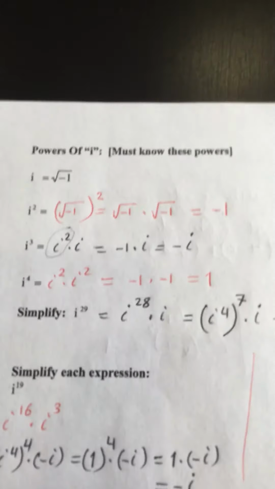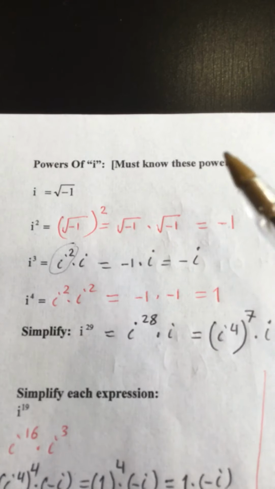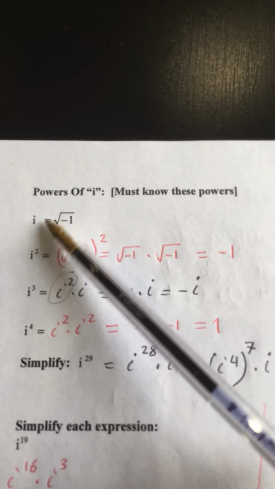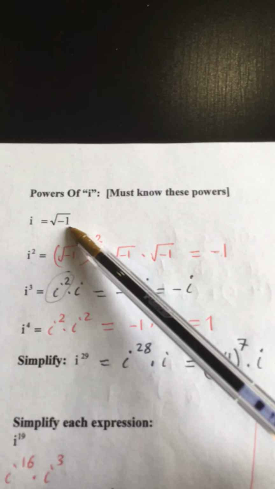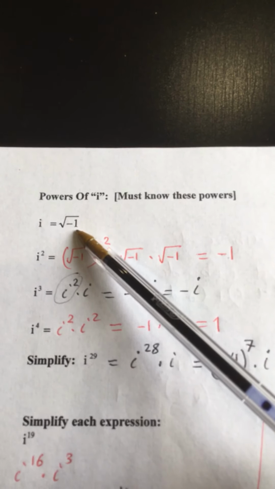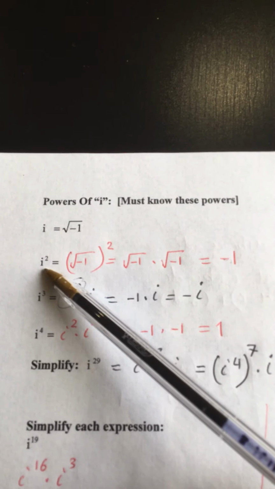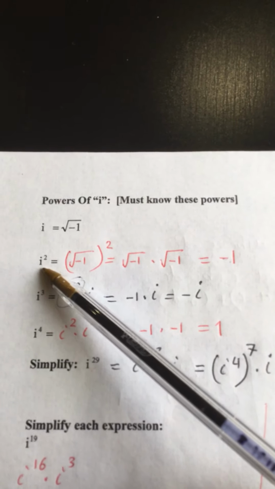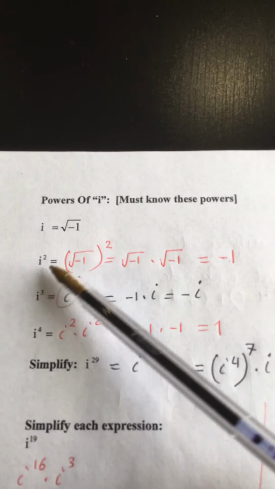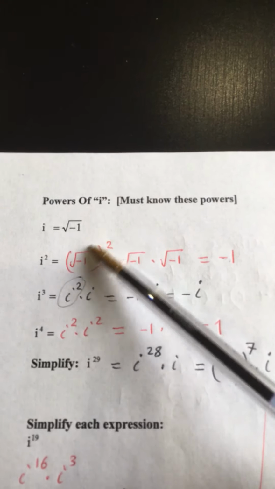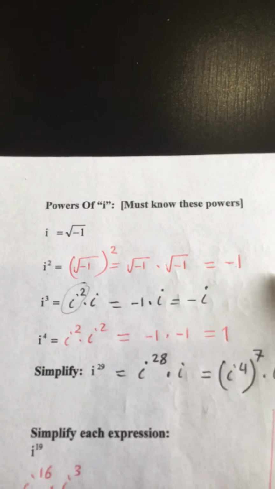Now, powers of i. We know that i equals square root of negative 1. This is the imaginary unit. So if I need i squared, i equals square root of negative 1. Squared, so multiply this radical by itself, so we get negative 1.